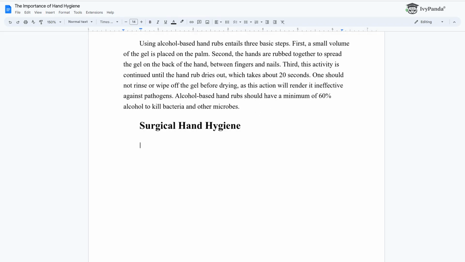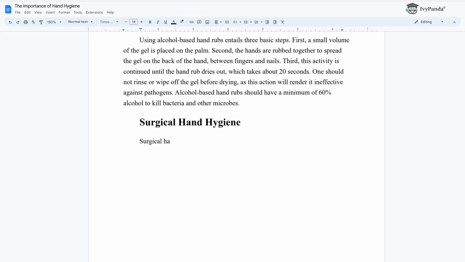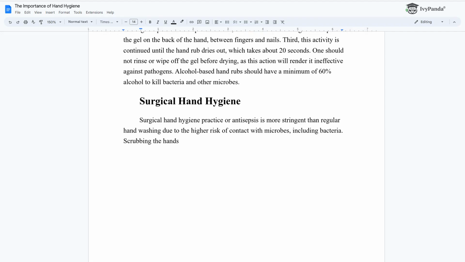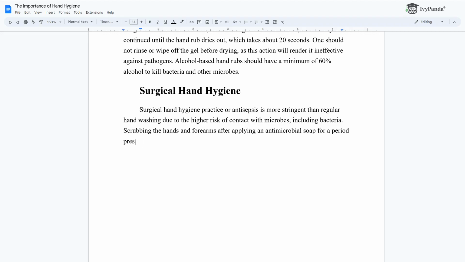Surgical hand hygiene. Surgical hand hygiene practice or antisepsis is more stringent than regular hand washing due to the higher risk of contact with microbes, including bacteria. Scrubbing the hands and forearms after applying an antimicrobial soap for a period prescribed by the manufacturer can eliminate all microbes.